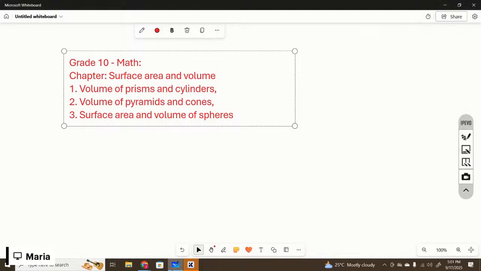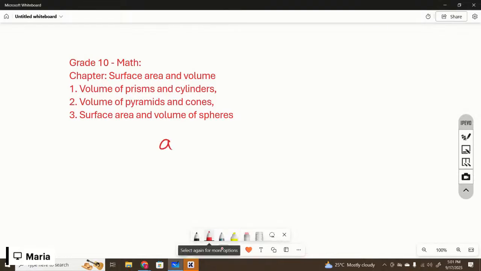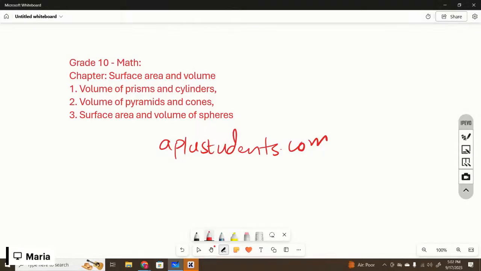We are here for grade 10 math. You can find all the lessons on aplusstudents.com. You have to log in there using your email address and password as provided by the administrator. Then you have to select math from the subject tab, scroll down to grade 10 math, and then click on view all lessons. There you can find a list of the chapters.